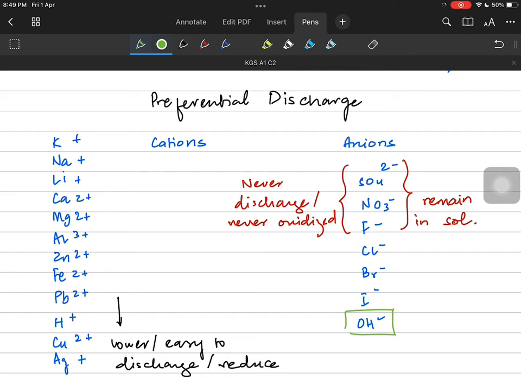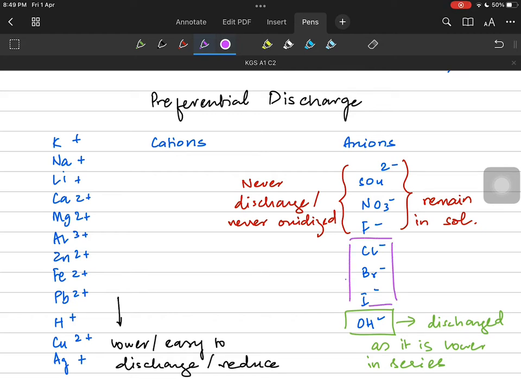Let's recall that. So the only ion that you have left is the OH minus from the water. It will discharge itself. It will oxidize on the anode to form oxygen gas. So let me write it. As it is lower in the electrochemical series. I'm not writing electrochemical, we know that. So we need to know that OH minus ions will discharge because they're lower.